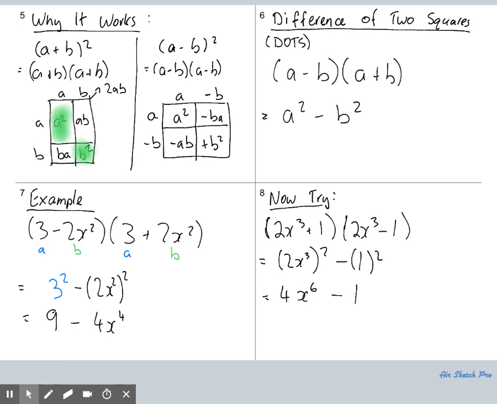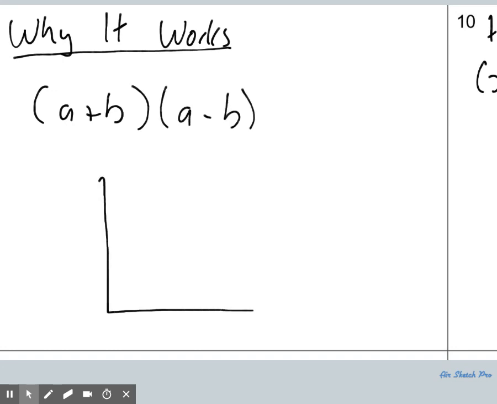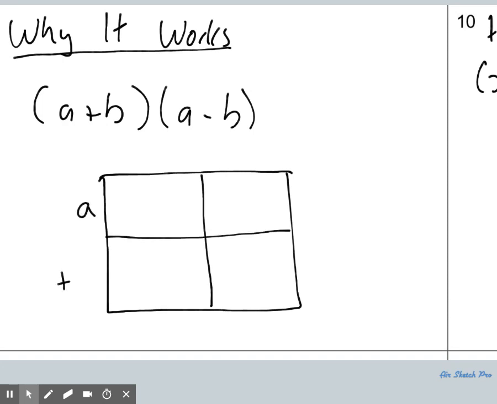Okay, really quickly talking about why it works. Again, you don't need to know why it works, but for some people it really makes it solid for them. A plus B times A minus B. I'll just use the box method, but chicken beaking also works. A plus B here, A minus B here. A times A is A squared, and down here, B times minus B is negative B squared. So the B times B is B squared, and a positive times a negative is negative. So there's my negative B squared.